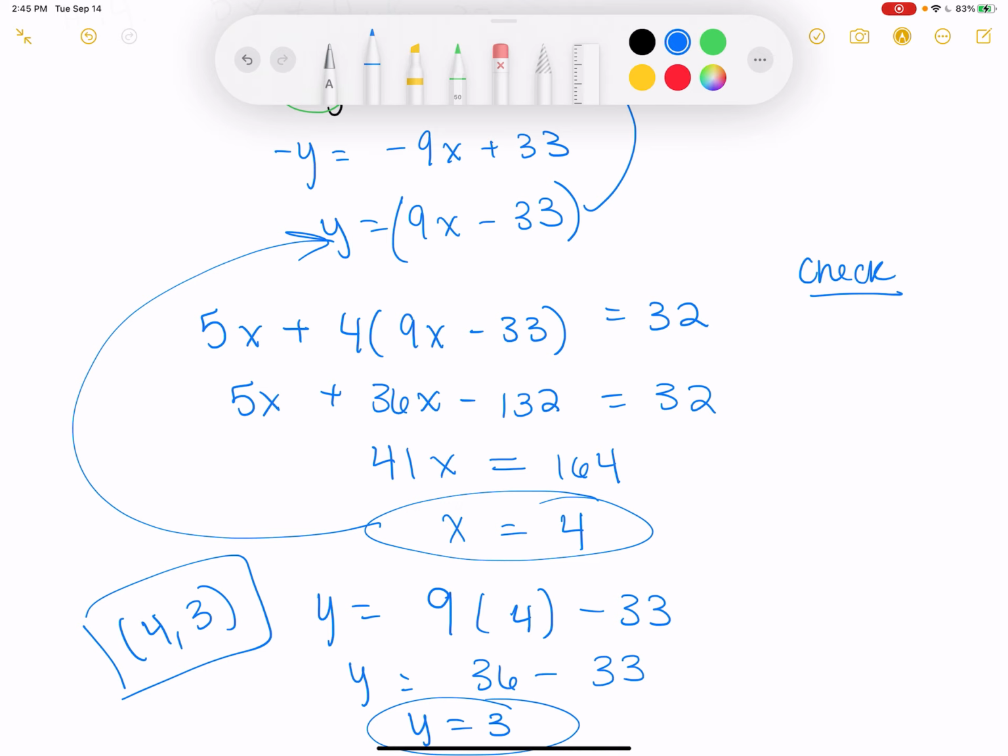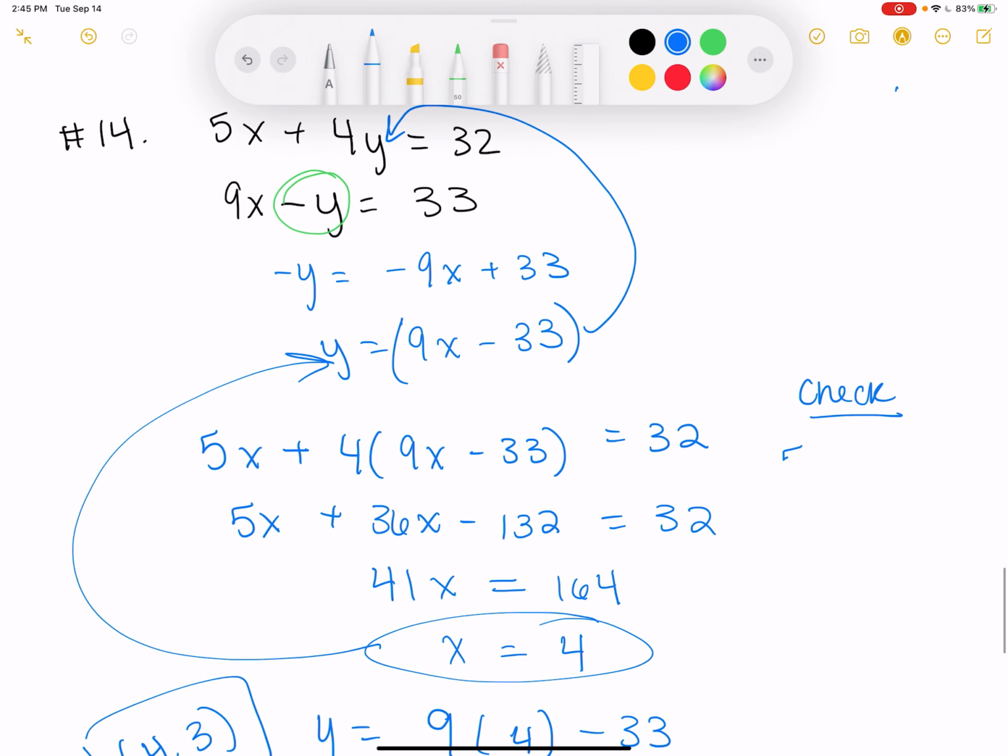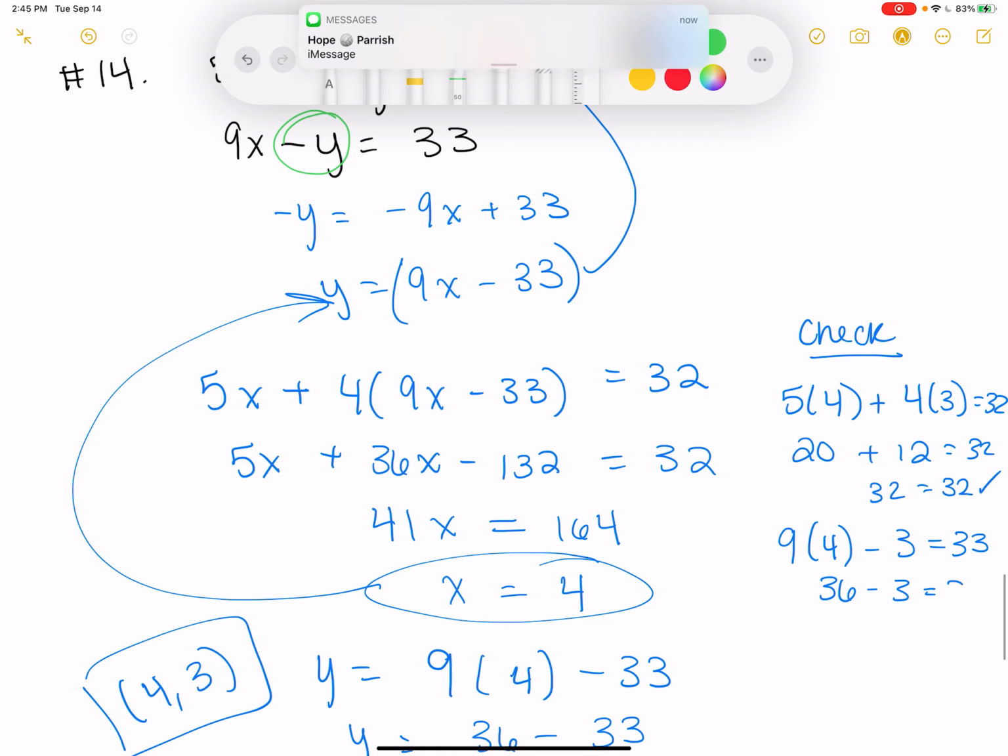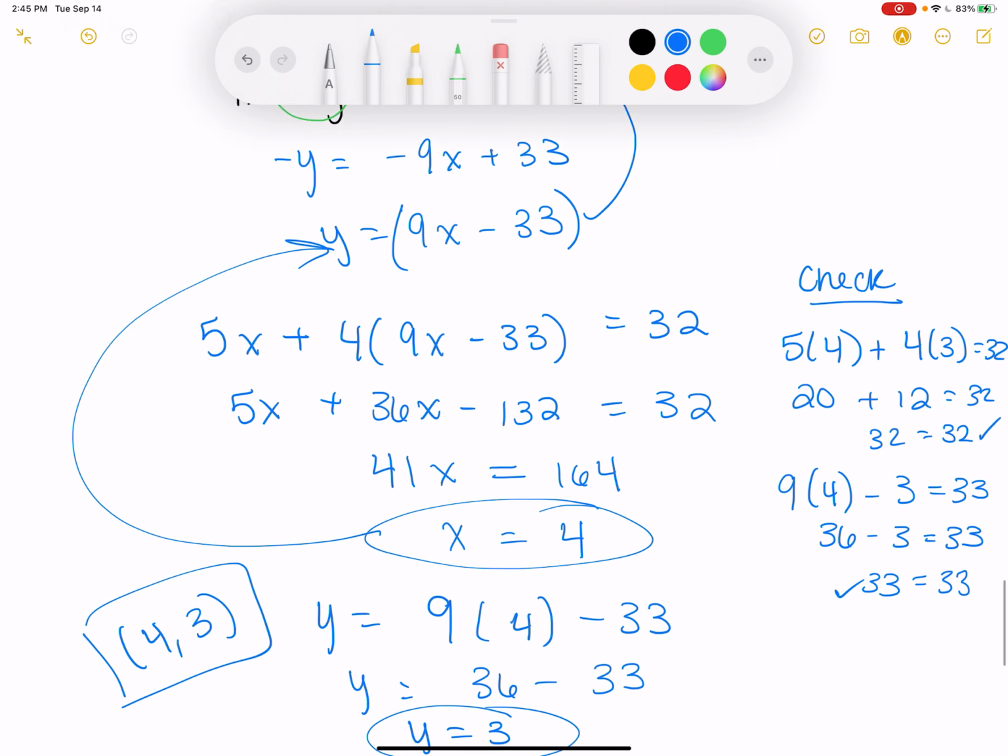And then check it. 5 times 4 plus 4 times 3 equals 32. 20 plus 12 equals 32. 32 equals 32. And then the other one, 9 times 4 minus 3 is equal to 33. 36 minus 3 equals 33. 33 equals 33. I got it right. Nice. James got one right.